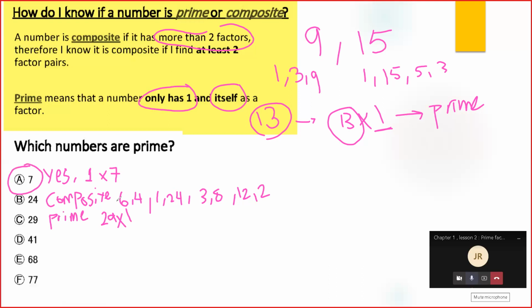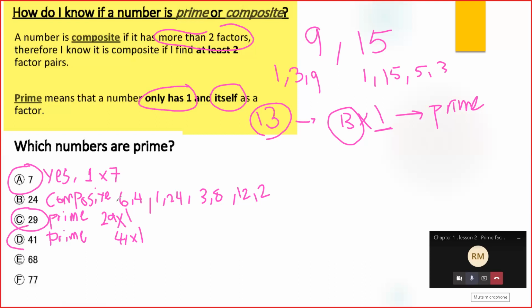41. Yes, Jana. Can I answer? Is it prime or composite? It's prime. Why? Because it's only 41 and itself. Bravo. There is not another number that we can multiply and it will give 41. Thank you.